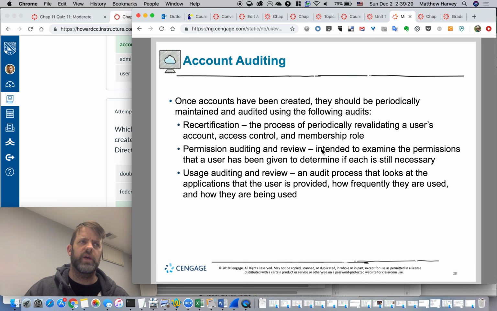So auditing is the process of checking on these user accounts. A lot of companies will say, well, we have a process for what we do when we create accounts.